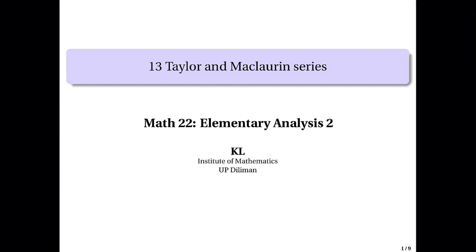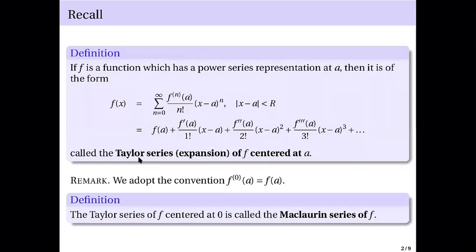So let's start with this recall. We recall the definition of a Taylor series. If f is a function which has a power series representation at a, then it is of the form given by this. You have f of x equals the sum of the nth derivative of f evaluated at a over n factorial times x minus a to the n, where n runs from 0 to plus infinity. And in here, the equality is true when the absolute value of x minus a is less than R.